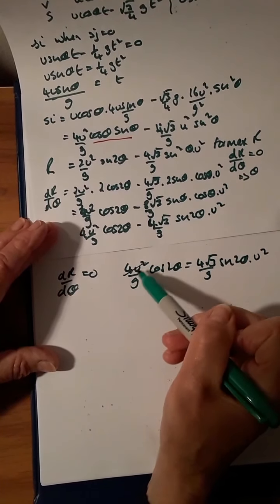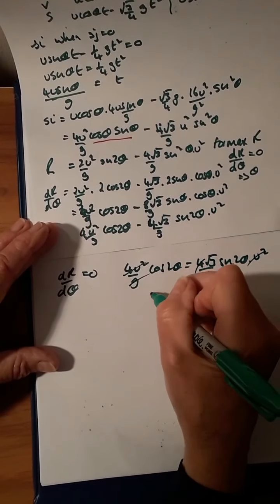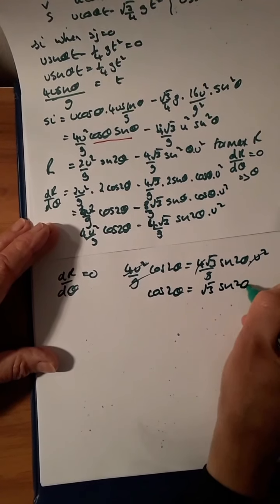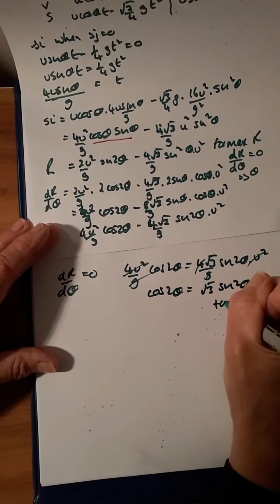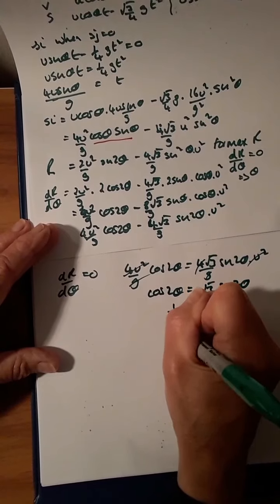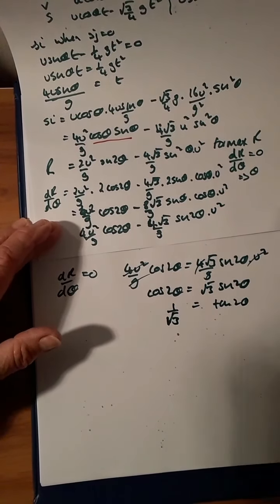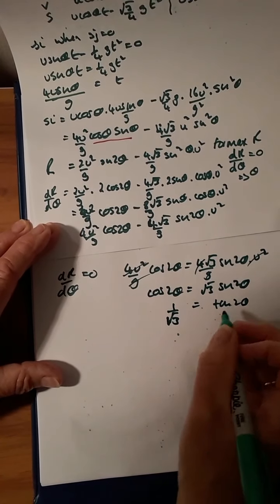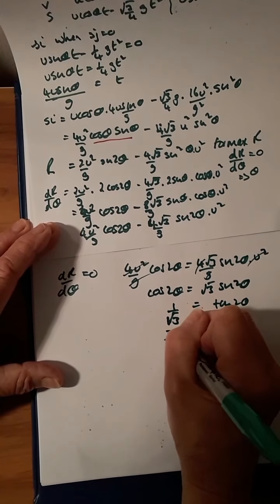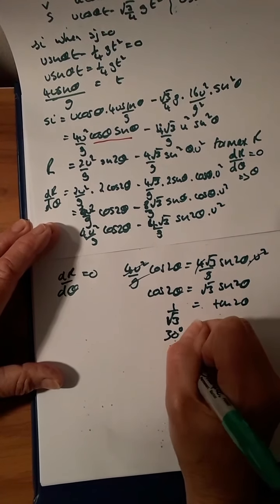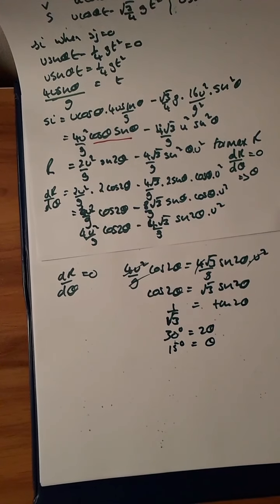So this will cancel, 4u squared over g, 4u squared over g, and I'm left with cos 2 theta equals root 3 sine 2 theta. Sine over cos, of course, is tan. So tan 2 theta is equal to 1 over root 3. Now, 1 over root 3 is the tan of 30 degrees, which means that 30 degrees is equal to 2 theta. So theta is equal to 15 degrees. Okay, so I have my angle when maximum range occurs.